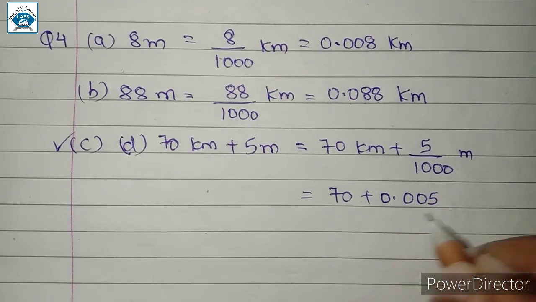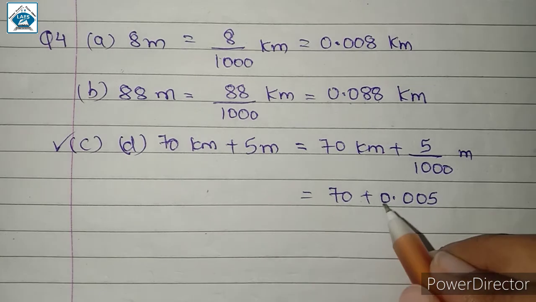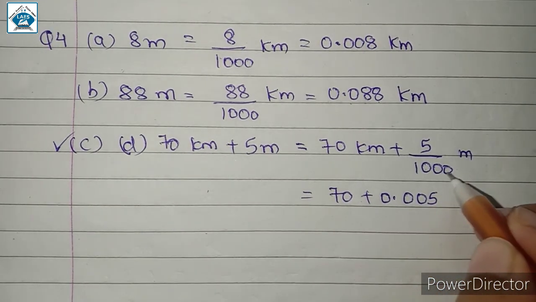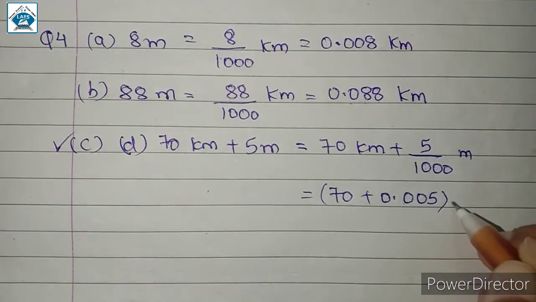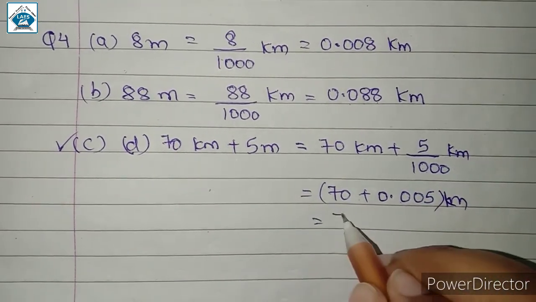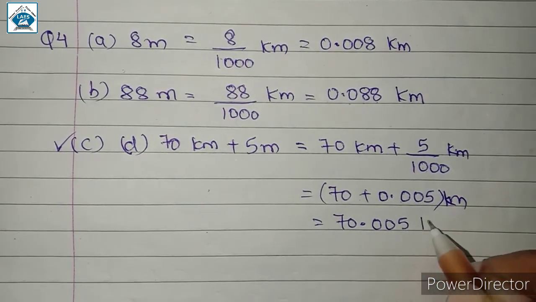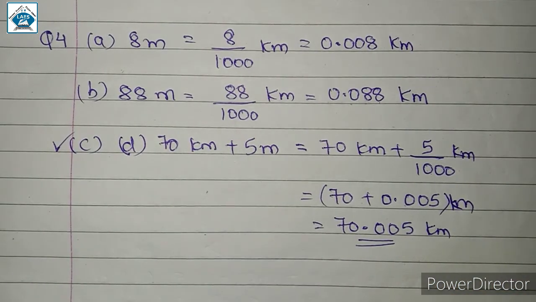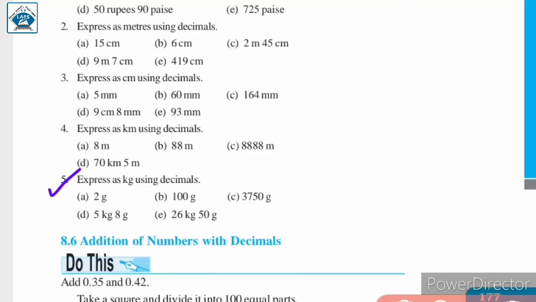0.005. Writing this decimal conversion correctly is very important. If you write 0.05, then it is obviously wrong, because we have 3 zeros in the denominator, so 3 numbers after the decimal place. And sorry, this is in kilometers. This is 70.005 kilometers. So 70 kilometer and 5 meter is 70.005 kilometers.